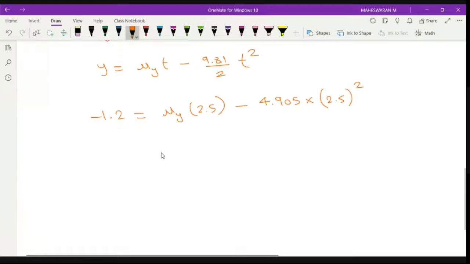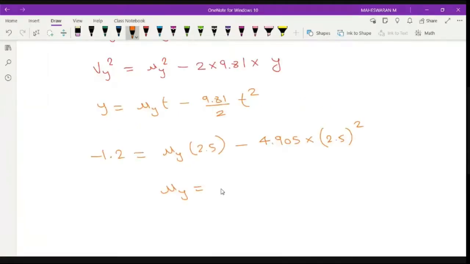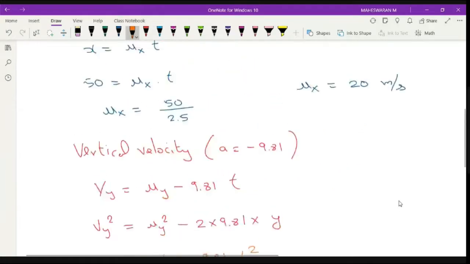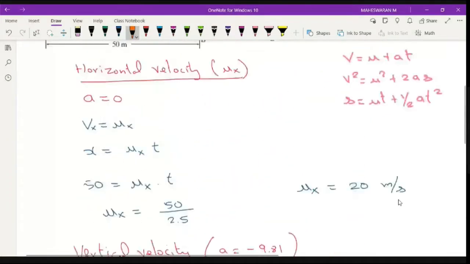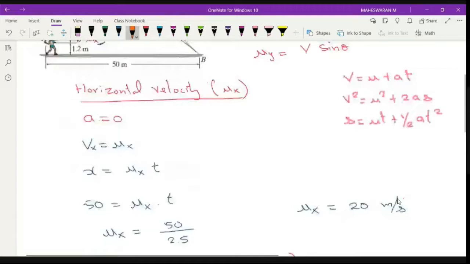Solve this. What is your Uy? Uy is 11.7825 meter per second. Okay, I got these values. I got the Ux value and the Uy value. These are the two values which are identified.